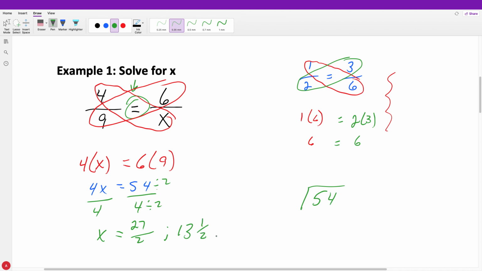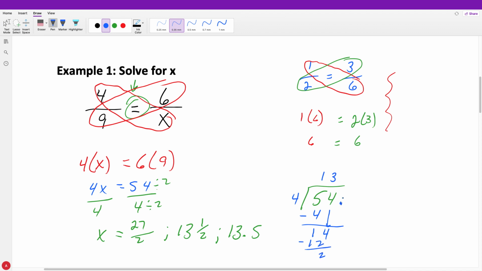Or if you wanted to, you can write that as a decimal as well, as 13.5. Or if you wanted to go straight into it, you could just go ahead and divide them and say, well, 4 goes into 5 once. So we can subtract. That gives me 1. I'll bring down the other 4. 4 goes into 14 3 times. So we can subtract. That gives me 2.